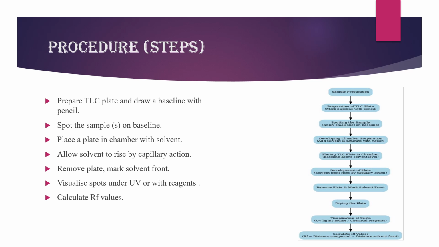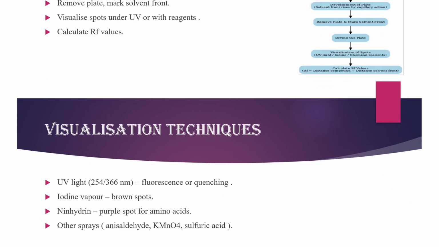The procedure of TLC starts with preparing the TLC plate and drawing the baseline. Next, the sample is spotted on the baseline. The plate is then placed in the developing chamber containing the solvent. As the solvent rises, the components separate. Once the solvent reaches the top, the plate is removed and the solvent front is marked. Finally, the spots are visualized under UV light or using a spray reagent and RF values are calculated.